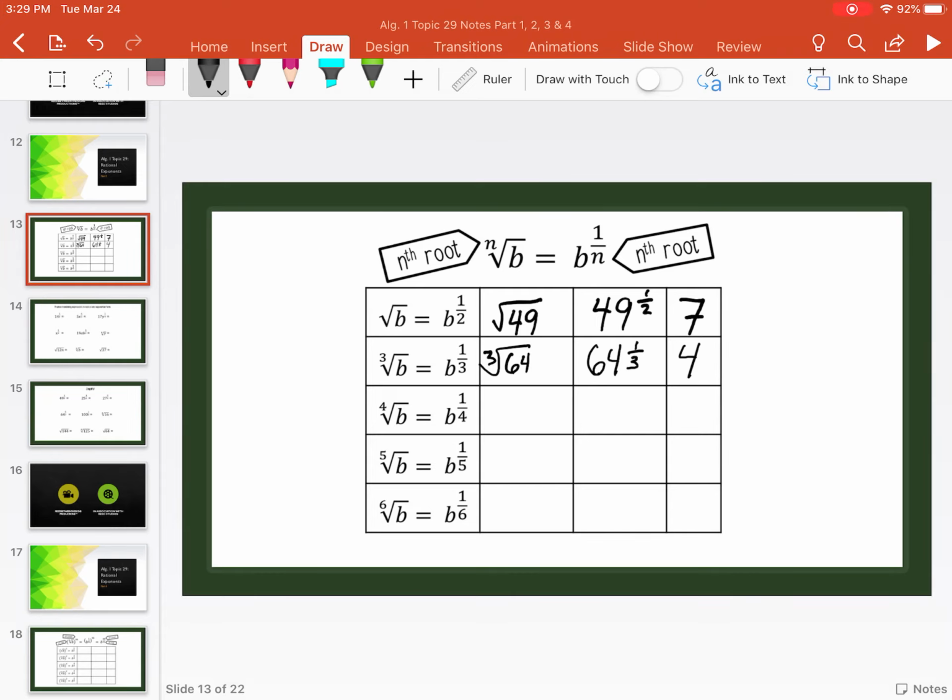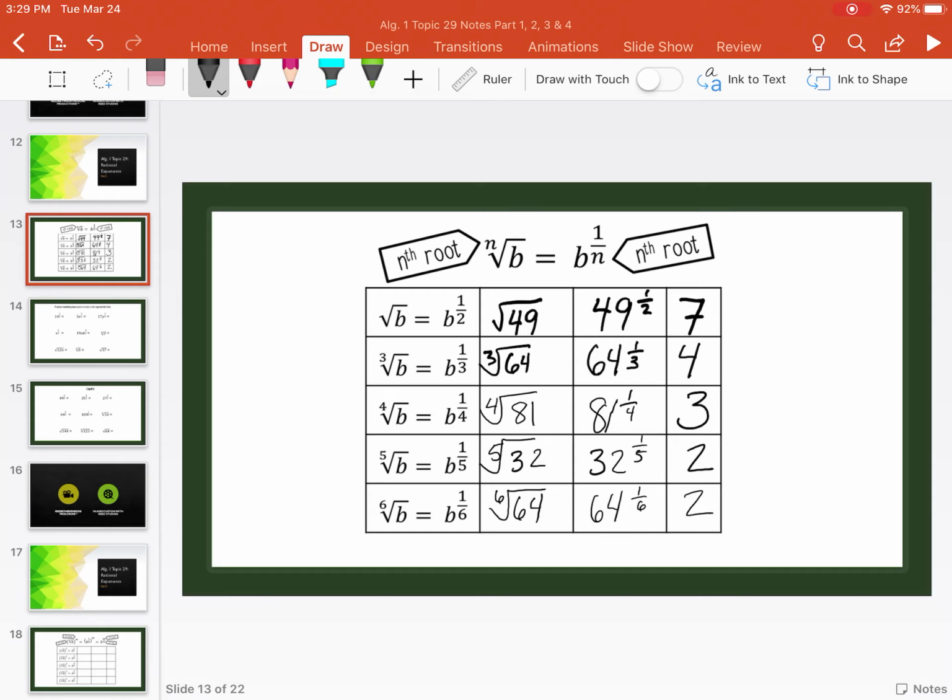Let's say we have the 4th root of b, which is b to the 1/4. Let's do the 4th root of 81. That's 81 to the 1/4, which is the same thing as 3. The 5th root of b, let's do the 5th root of 32, which is the same thing as 32 to the 1/5, which is equivalent to 2. The 6th root of b, which is the 6th root of 64, also known as 64 to the 1/6, which is the same thing as 2. So that is the top first panel.